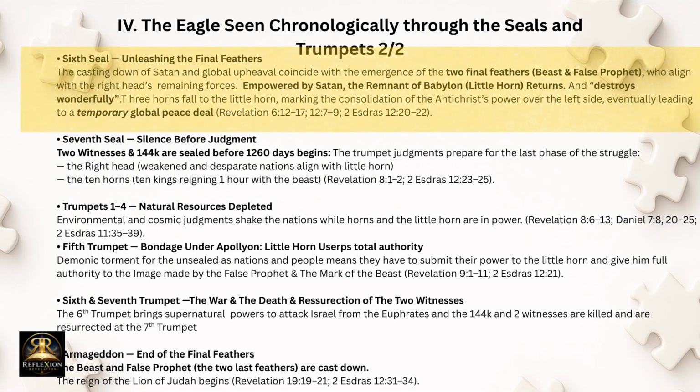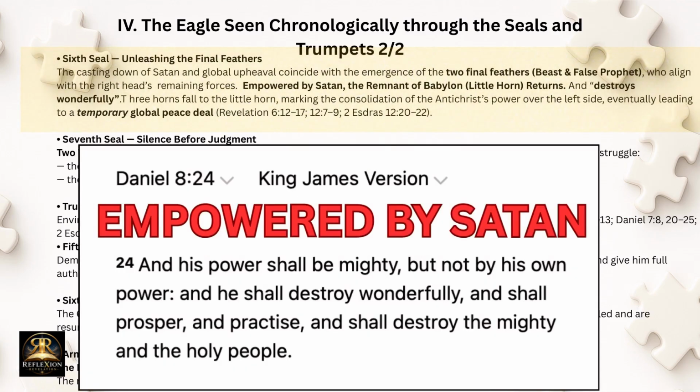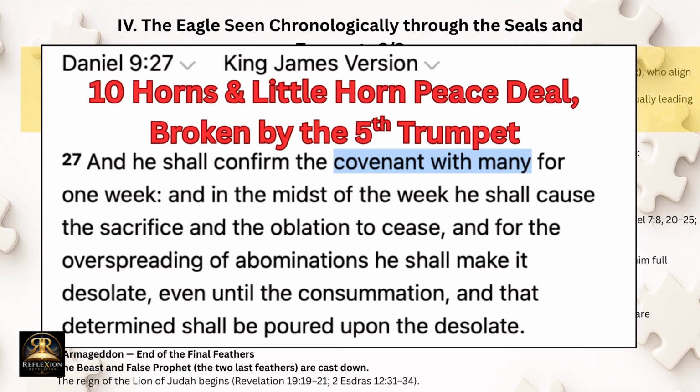Sixth seal, unleashing the final feathers. Obviously, these are the final two feathers that we spoke of. The casting down of Satan and global upheaval coincide with the emergence of the final two feathers, the beast and the false prophet, who align with the right head's remaining forces. Empowered by Satan, and this is again the thesis as well, the remnant of Babylon, the little horn, returns and destroys wonderfully. 3 horns fall to the little horn, marking the consolidation of the Antichrist's power over the left-hand side, eventually leading to a temporary global peace deal.